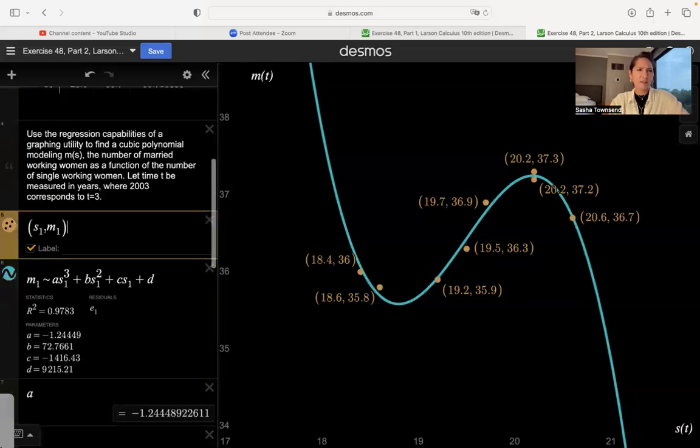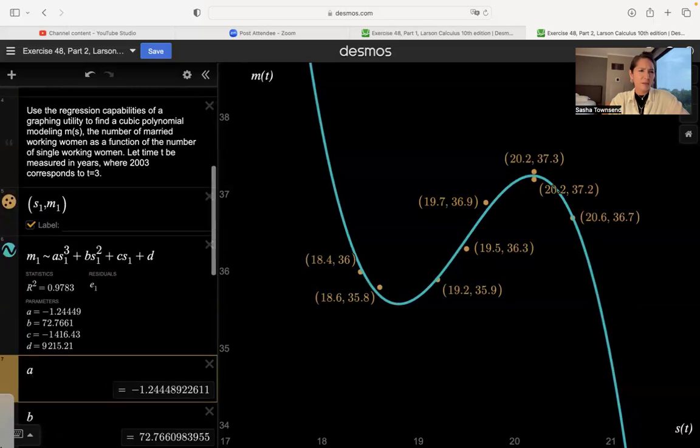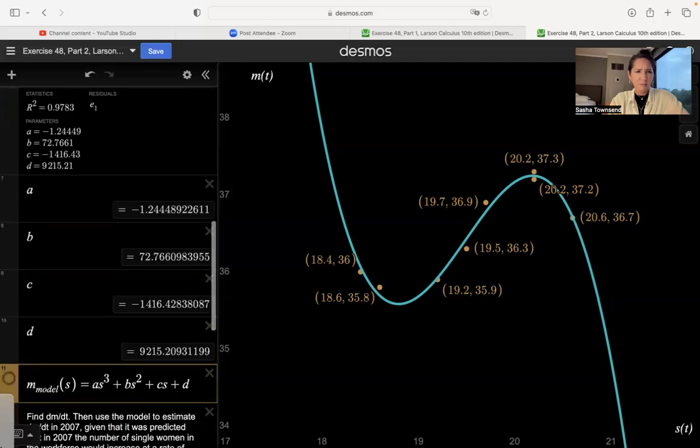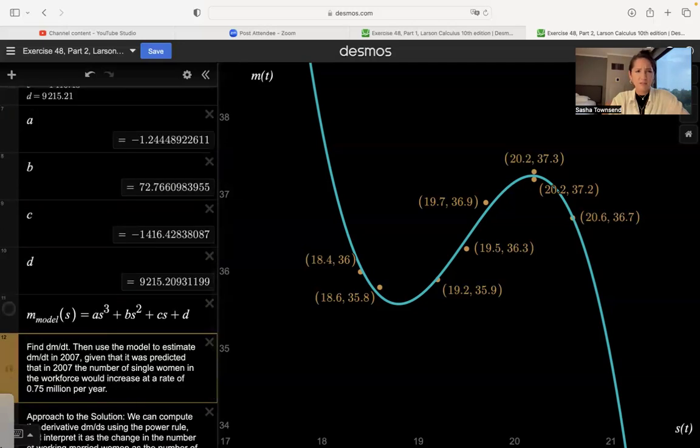If we look at the R values, that R squared is 0.9783. If that number is close to 1, that means it's good. I won't get into the details of what that means. I actually don't remember it very well, but it means it's a relatively good fit if that number is close to 1, and it is close to 1. And so we have that as our model.